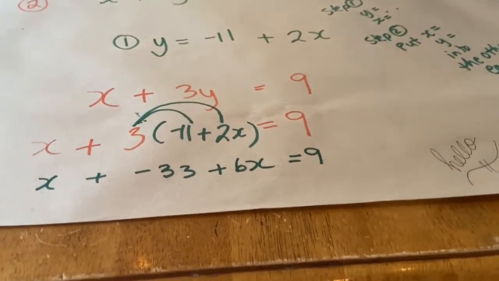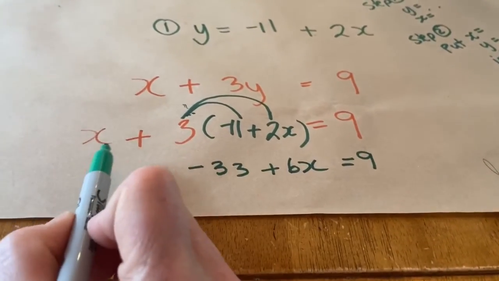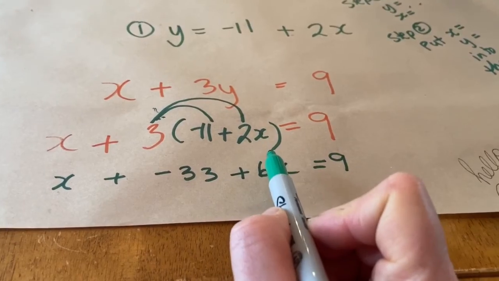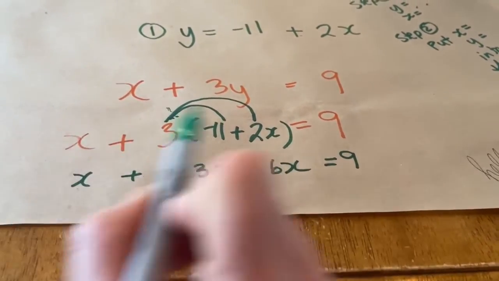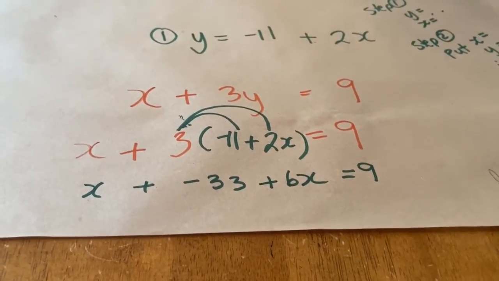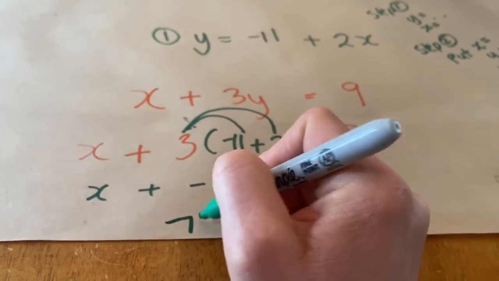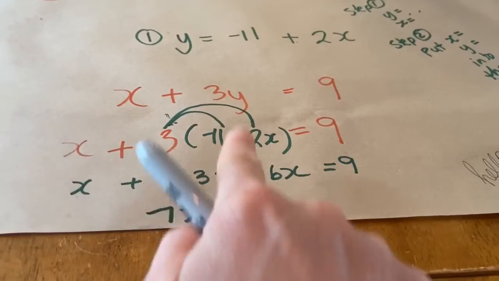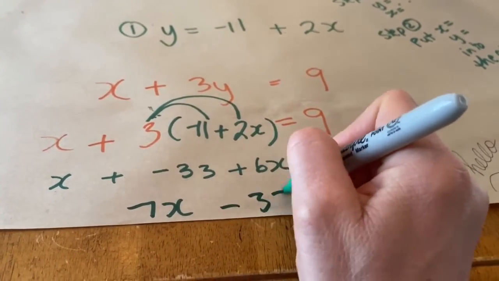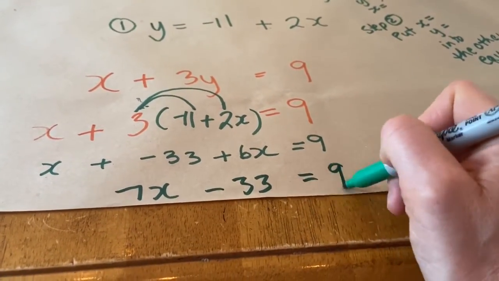Now I want to simplify this because I've got x's here and I have x's here. I want to put them together. How many x's do I have on this page? Well, I have 6x plus 1x gives me 7x. And I also have a minus 33 is equal to 9.